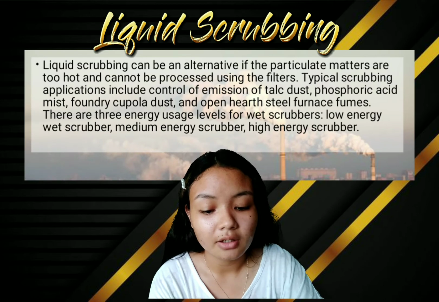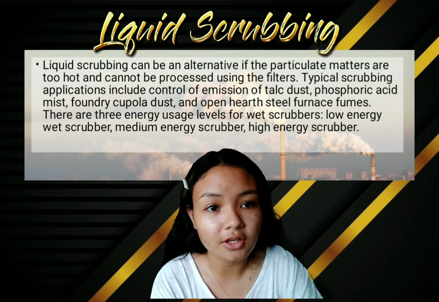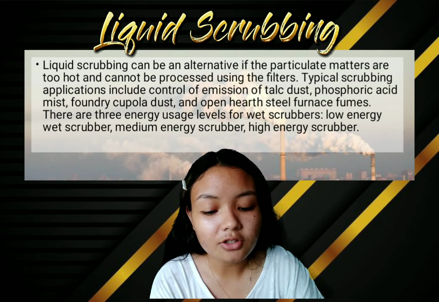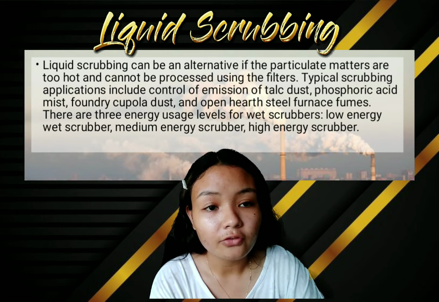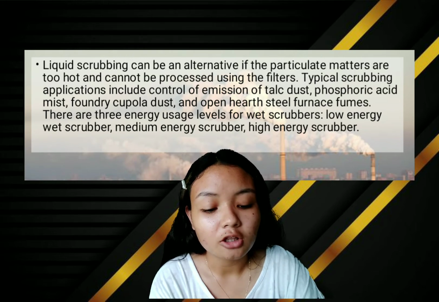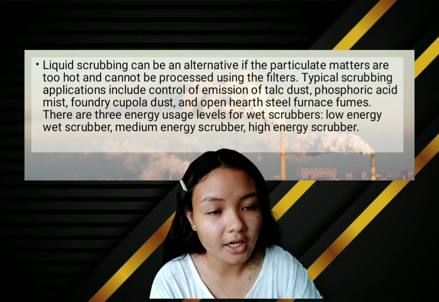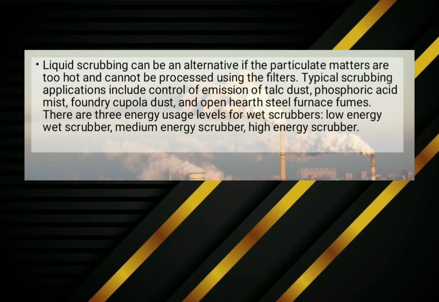Liquid scrubbing. Liquid scrubbing can be an alternative if the particulate matter is too hot and cannot be processed using the filters. Typical scrubbing applications include control of emissions of talc dust, phosphoric acid, foundry cupola dust, and open-hearth steel furnace fumes. There are three energy usage levels for wet scrubbers. First is low energy wet scrubber, second, medium energy scrubber, and high energy scrubber.